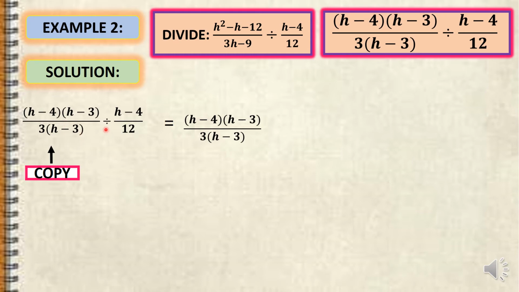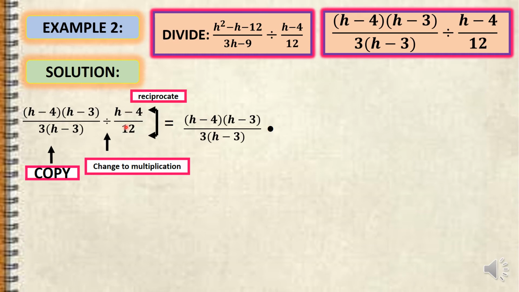And then, second is to change division into multiplication. So, in that you have now times. Then, next, get the reciprocal of this. So, you have 12 over h minus 4. Okay? So, laging tatandaan itong tatlong process na ito ha, dito sa ating division.